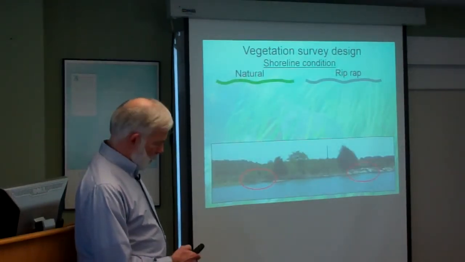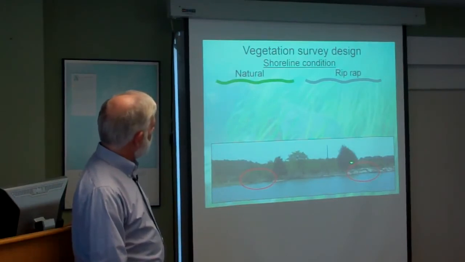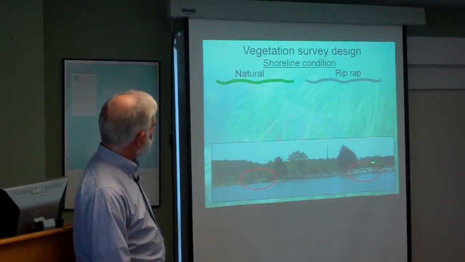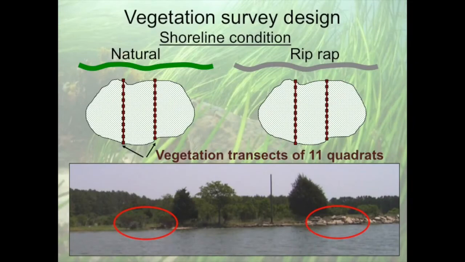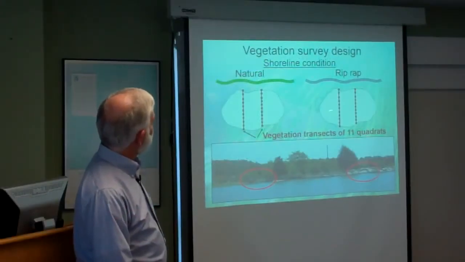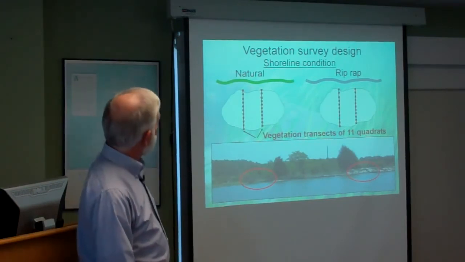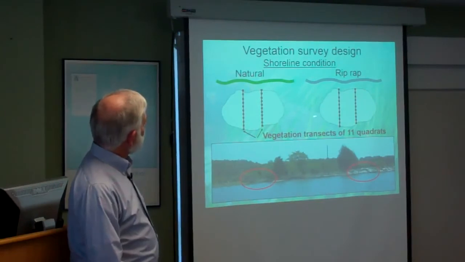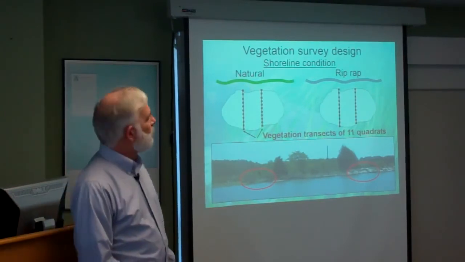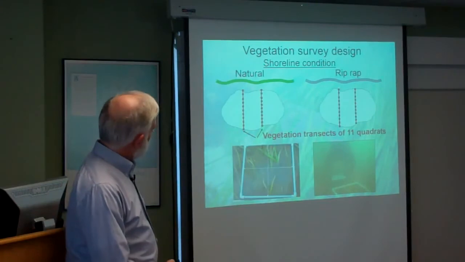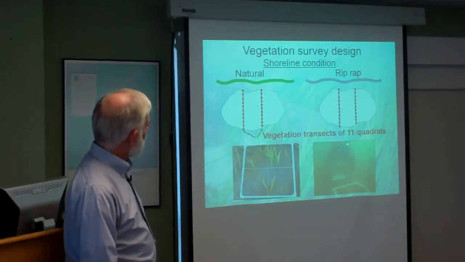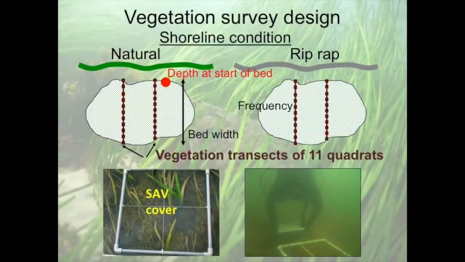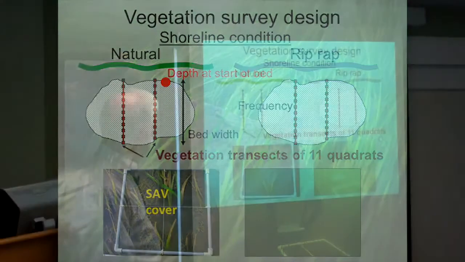And here's a picture that shows what one situation of this looks like out in the field with the riprap and the natural shoreline here. This is kind of an aerial cartoon view of an SAV bed next to each shoreline type. And two transects of 11 quadrats were deployed along each shoreline. And the quadrats look like this. And on a relatively clear day, you could actually see someone surveying the quadrat possibly.